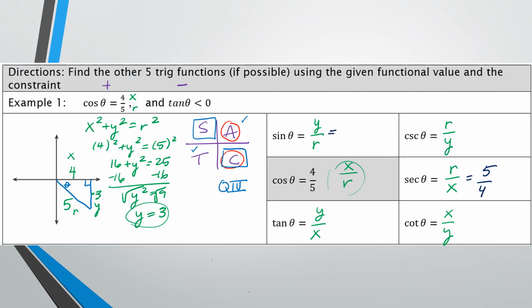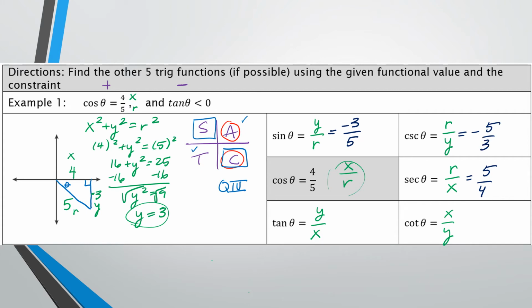So sine would be y over r, so that would be negative 3 over 5. And then I can just go right ahead and flip that. And remember that the negative, even though it technically goes with the 3, we like to just write it out in front instead of putting it with the denominator. That looks kind of funny.